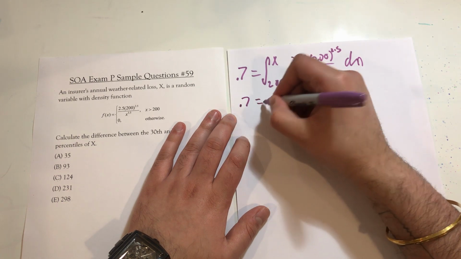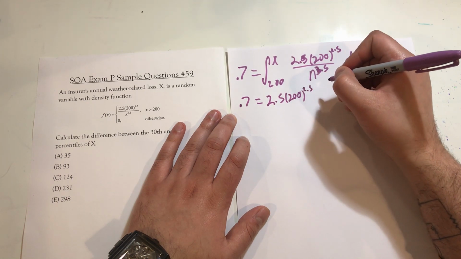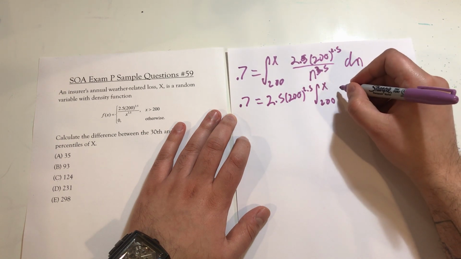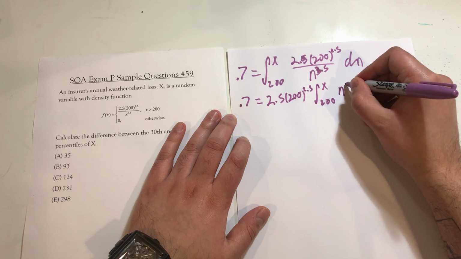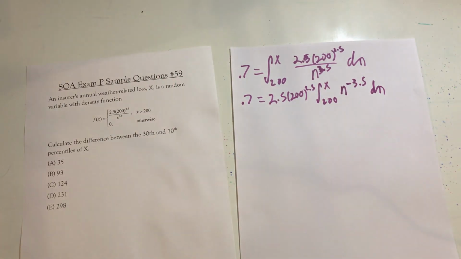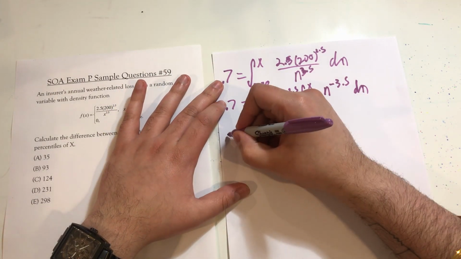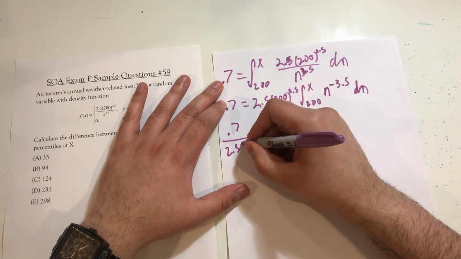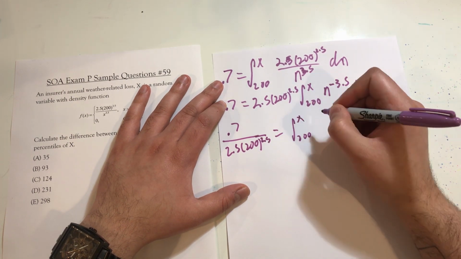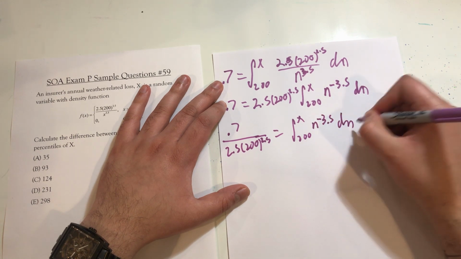So 0.7 equals 2.5 times 200 raised to the 2.5, integrating from 200 to x. And instead of 1 over n to the 3.5, I'm going to change this to n to the negative 3.5 dn, of course. I'm going to move this over to the other side. At this point, I'm just describing calculus and algebra. This is super easy to integrate, so I won't go too in depth. So 0.7 over 2.5 times 200 to the 2.5 is equal to the integral from 200 to x of n to the negative 3.5 dn, and then I compute this integral.